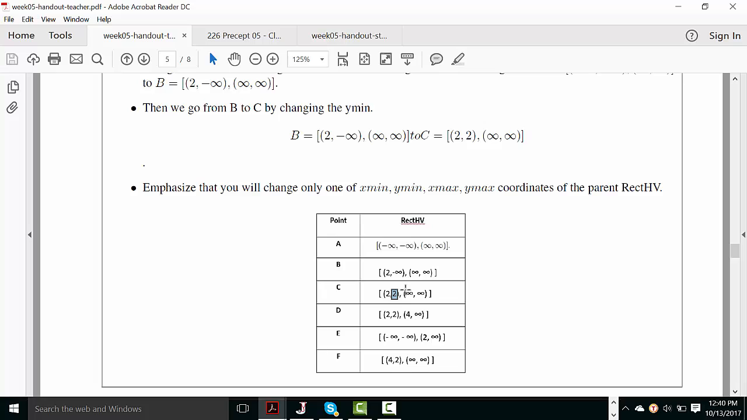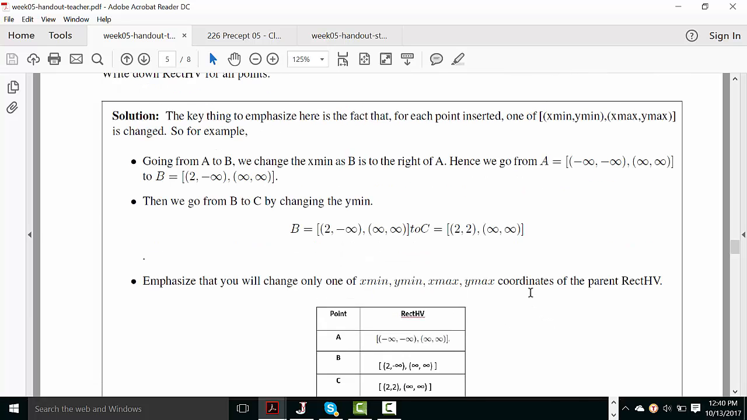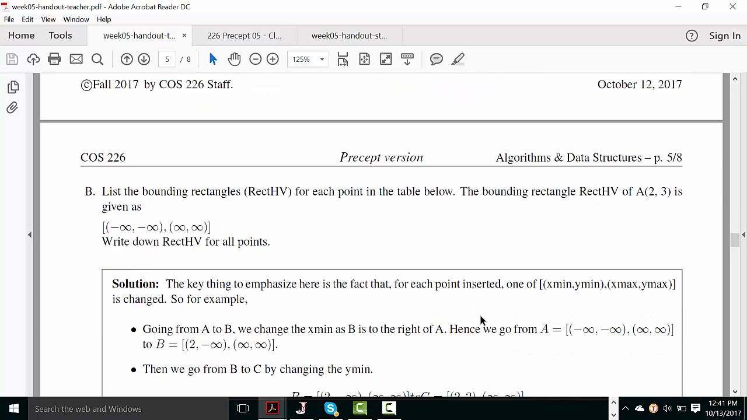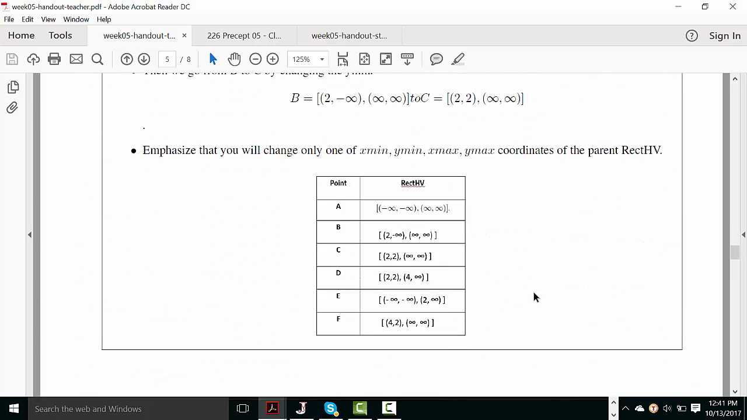And in this case, when you see D is inserted to the right of C, now we are comparing x coordinate. So we are changing the x max. So it's actually C is to the right. So let me just make sure that that's the case. So C is to the right. So to get to C, we compare the y coordinates. So 2 and 5 to get to C. And so from the parent C, we change only the x max. We change the x max to get there.